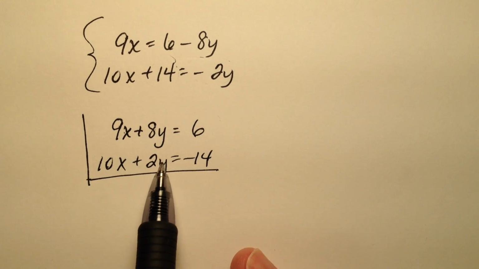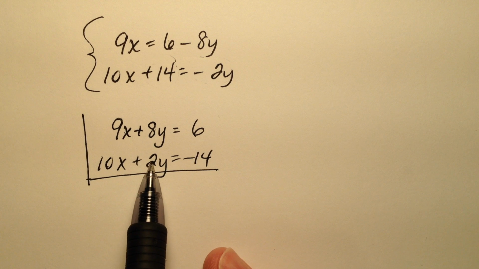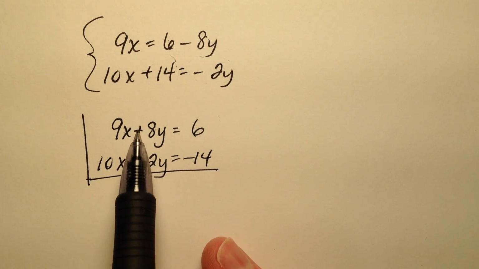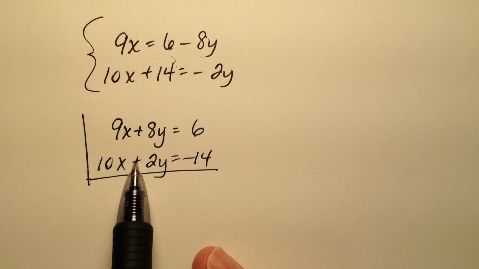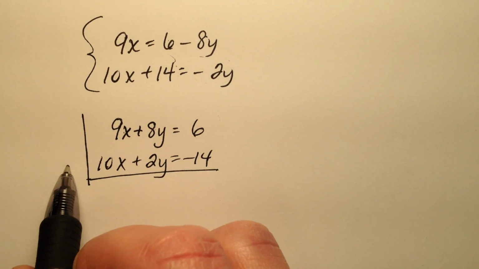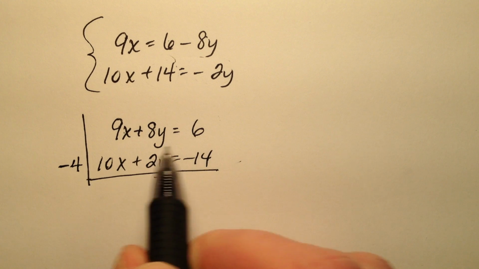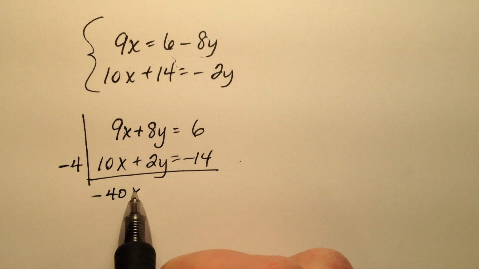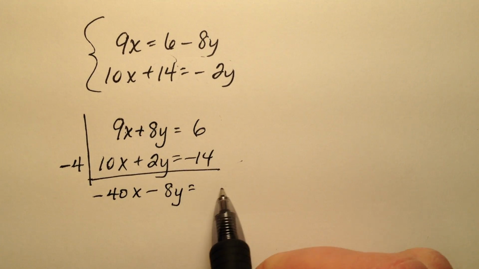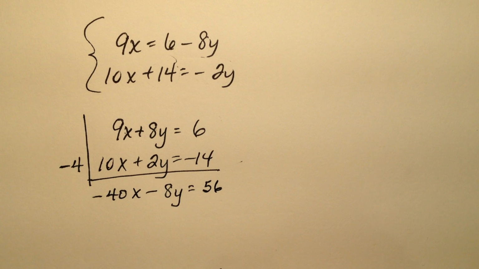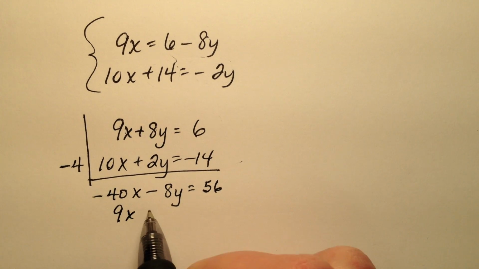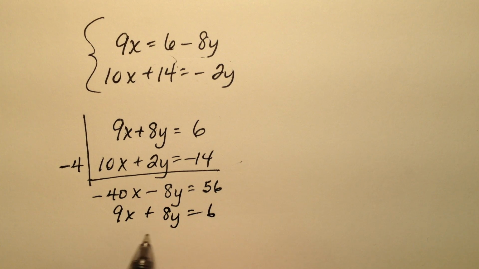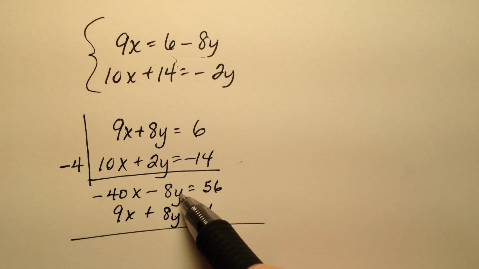I see that the y's here, 8 and 2, 2 is a factor of 8. If I multiplied 2 by 4, then they would both be 8. They are the same sign though, so I need to multiply by a negative 4. So when I multiply this second equation by negative 4, it's going to look like negative 40x minus 8y equals a positive 56.